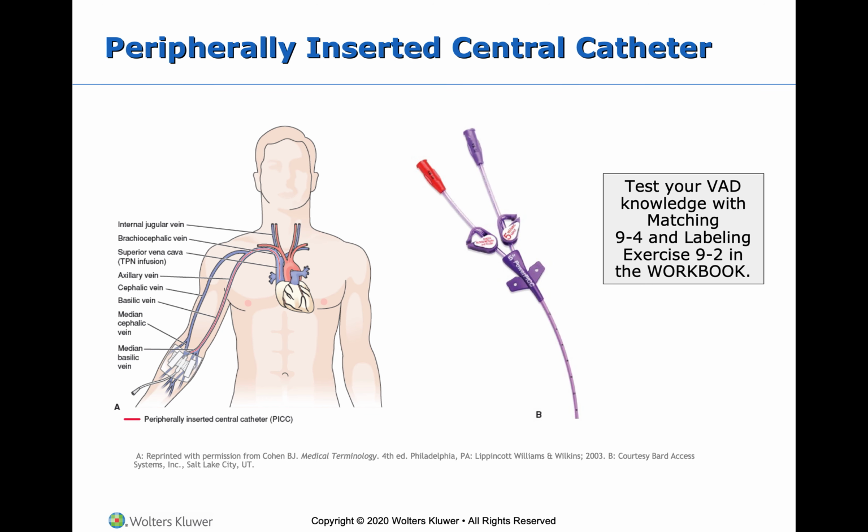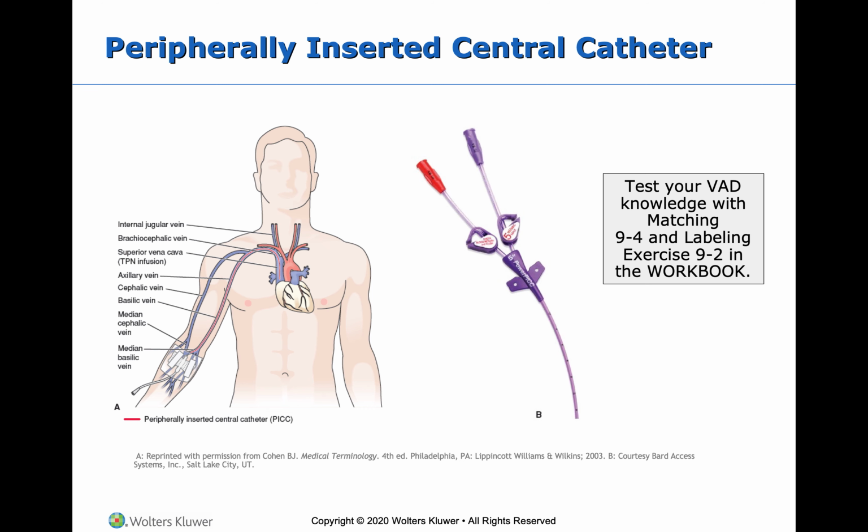And then your peripherally inserted central catheter, or PICC line, is inserted in the peripheral venous system. It could be your femoral or your antecubital, any of the veins in your arms. And then that catheter is going to be traced all the way up to the superior vena cava. So those are your three different types of CVADs that you're going to see a lot.